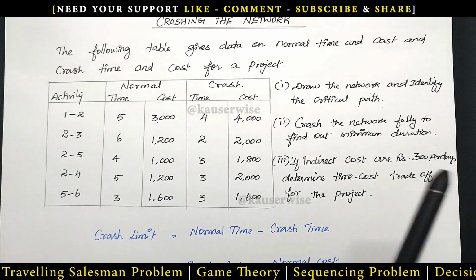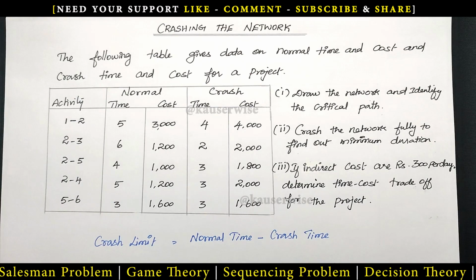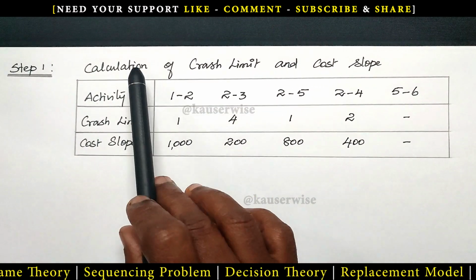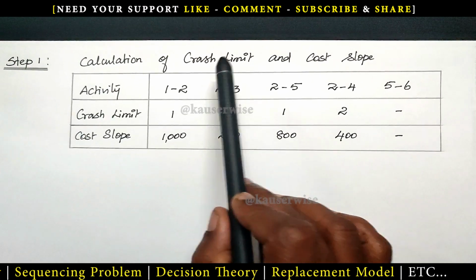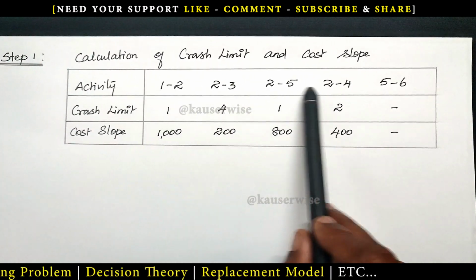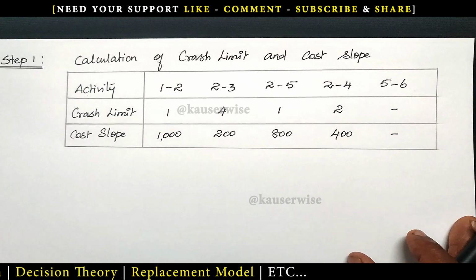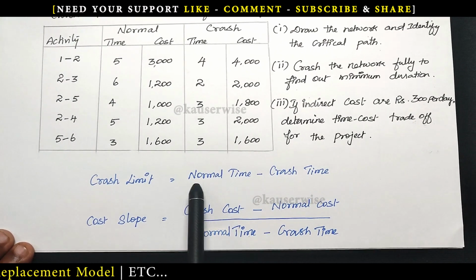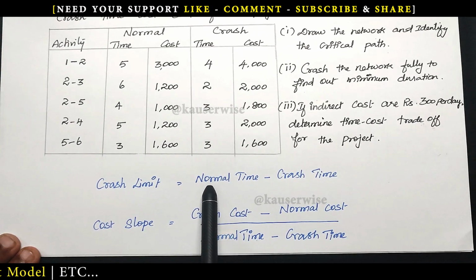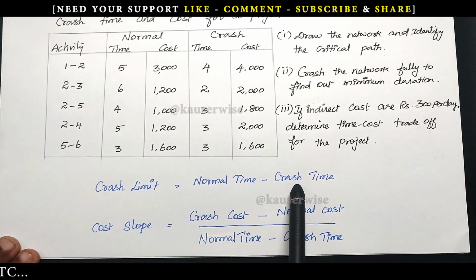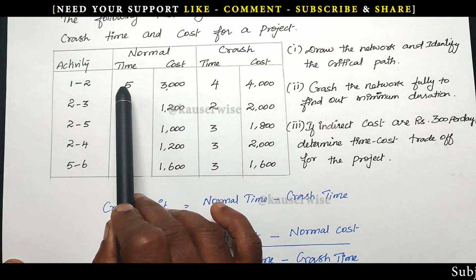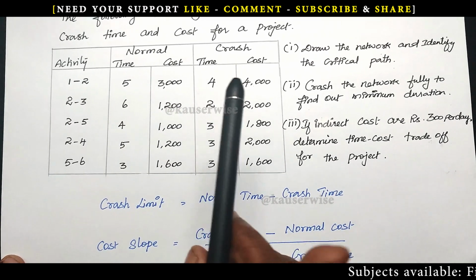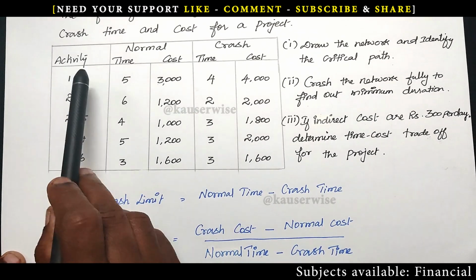In order to crash the network, we need to follow three simple steps. See the first step, we need to calculate crash limit and cost slope for all the activities. To calculate crash limit, there is a formula. The formula is normal time minus crash time. Normal time is 5 days and crash time is 4 days. What is the difference? 1 day. That is the crash limit for the first activity.